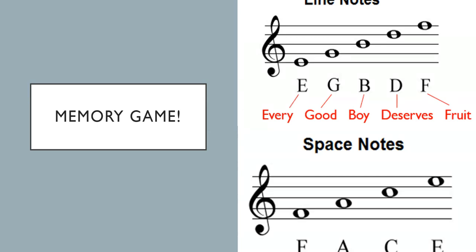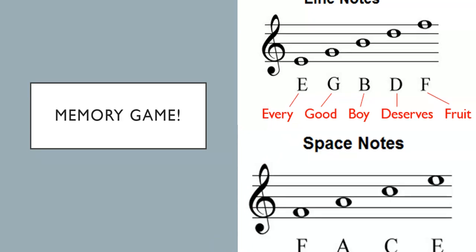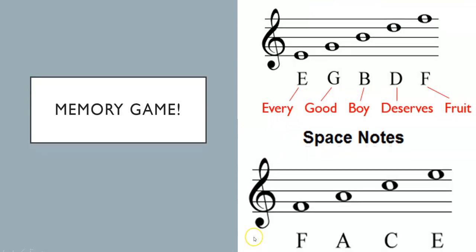Right, let's play a bit of a memory game now, revising the work that you've done on lines and spaces. The first thing that you're going to do in this game is very similar to what we just did, but you first need to figure out: is it a line note or a space note? It's a line note if it's got a line going through it, and it's a space note if it does not, if it's in between these two lines, nice and snug. If it's a space note, spell FACE, and if it's a line note, say Every Good Boy Deserves Fruit. Okay, cool. Here we go.